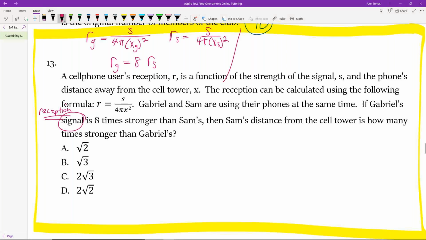And so now we're going to fill in everything we have. So S over 4 pi xg squared equals 8 times Sam's reception, S over 4 pi xs squared. And this is that moment where a lot of things cancel out. Divide both sides by S, multiply both sides by 4 pi, and you get something that looks a lot simpler. So 1 over xg squared equals 8 over xs squared.